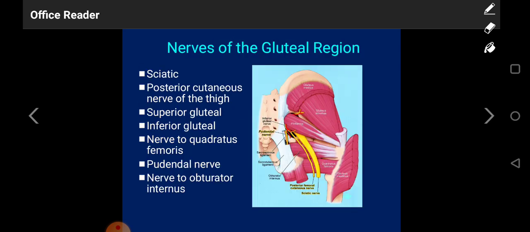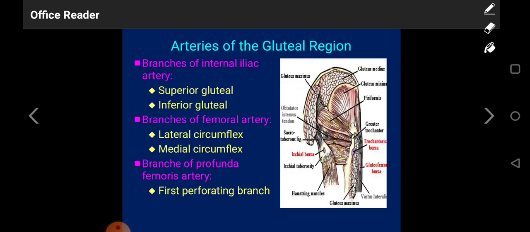Then the nerves of the gluteal region include the sciatic nerve, posterior cutaneous nerve of the thigh, superior gluteal nerve, inferior gluteal nerve, nerve to quadratus femoris, pudendal nerve, and nerve to obturator internus.